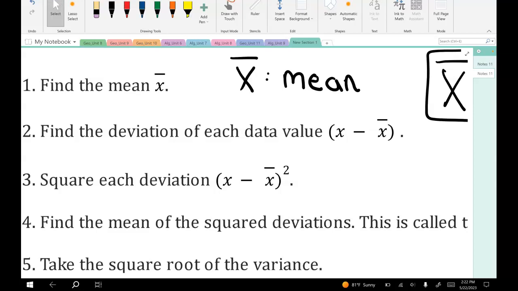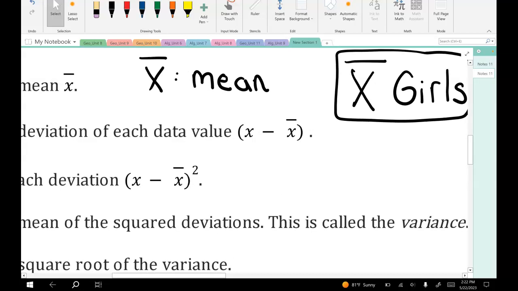Step 4 is then we find the mean. So we find another average of all of our squared deviations. So all the numbers from part 3, we'll find the mean of that. And then that is called the variance. We take the square root of the variance, then we get the standard deviation. So the chart plus the steps makes it super easy.